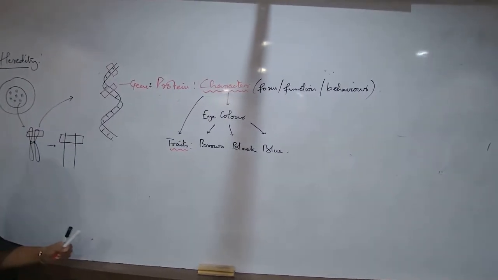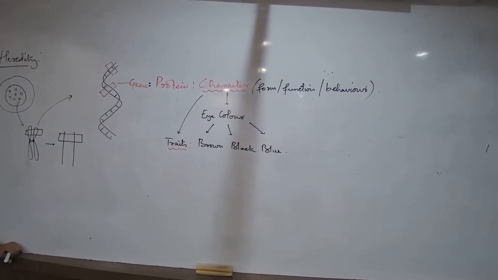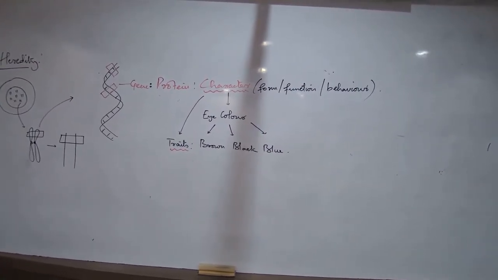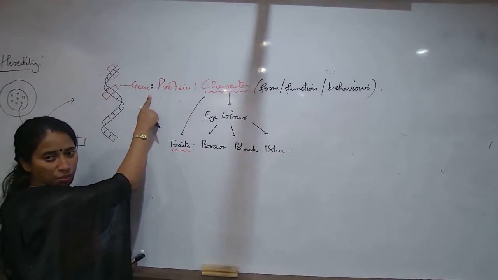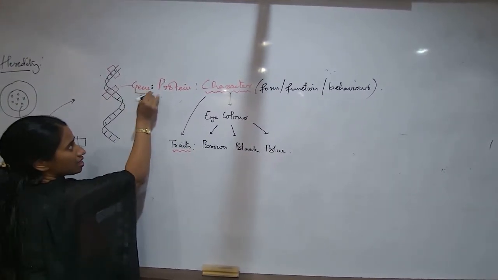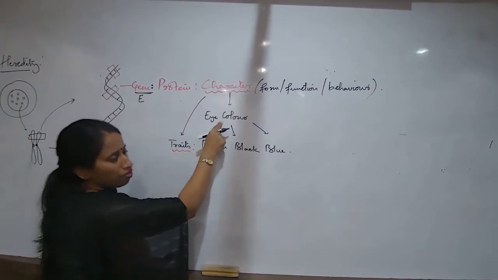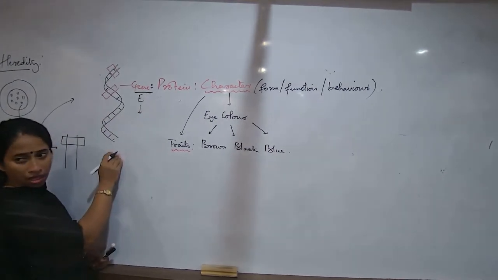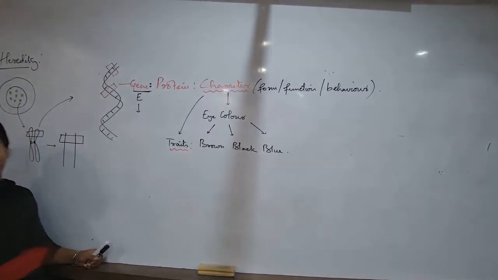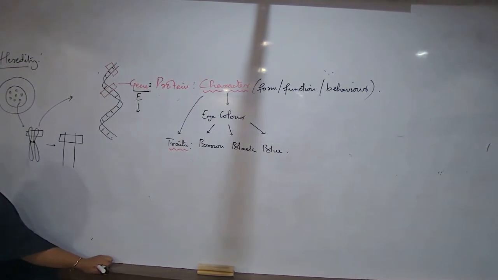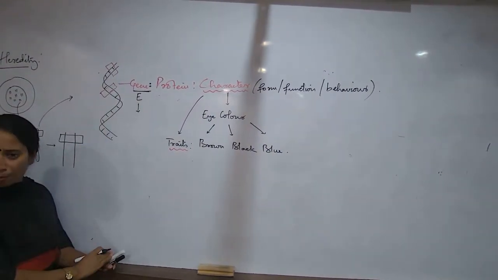But whether I talk about any particular character, now that I picked up the example of eye color, in the human population eye colors are in variable forms. So since the eye color is in variable forms, we would understand that the form of the gene which regulates the eye color should also be variable. There's a particular gene which is regulating the eye color. Say suppose gene E is there, which is responsible for the eye color. So this gene should also be in variable forms, since eye color has variable forms.